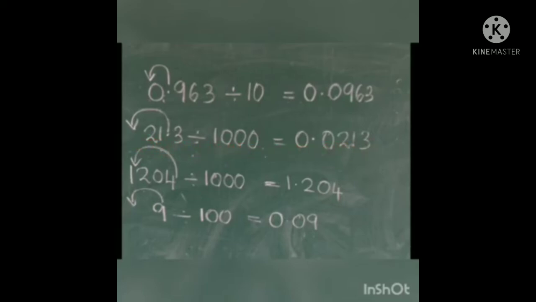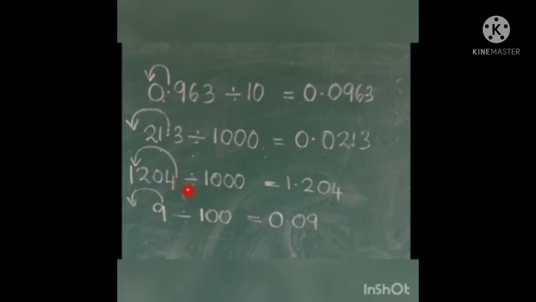0.0213. Next, 1204. There is no decimal point here given. So the question is 1204 divided by 1000. Here in the question they have not given any decimal point. So imagine that the decimal point is over here, after the 4.